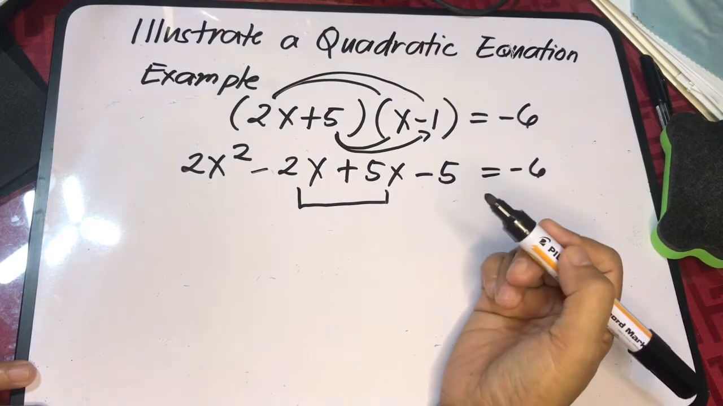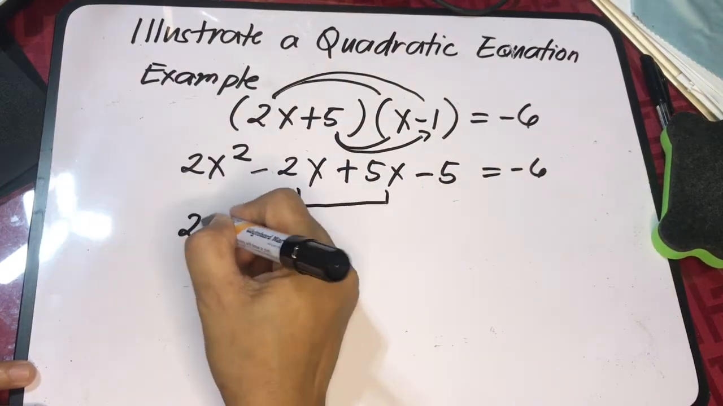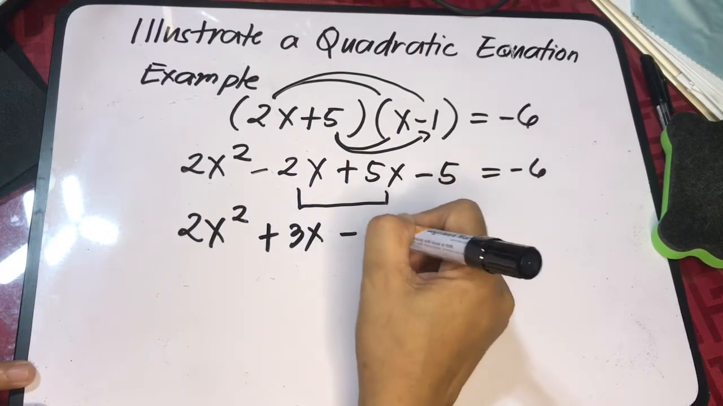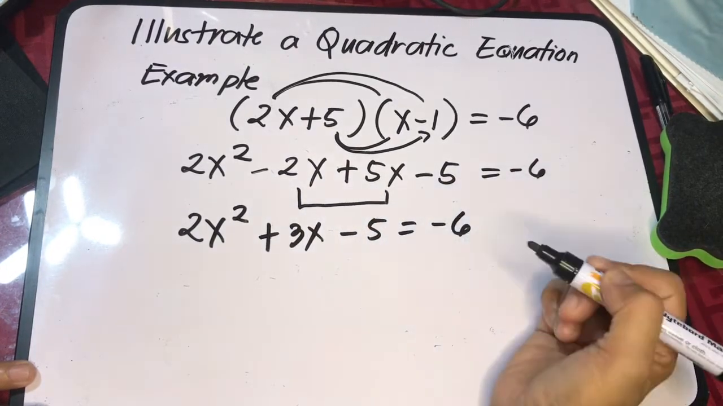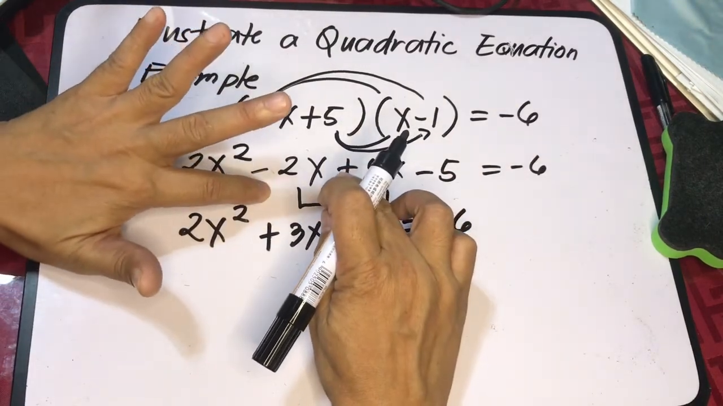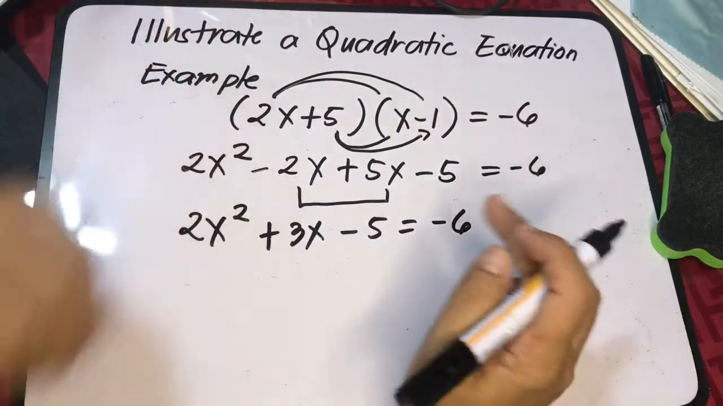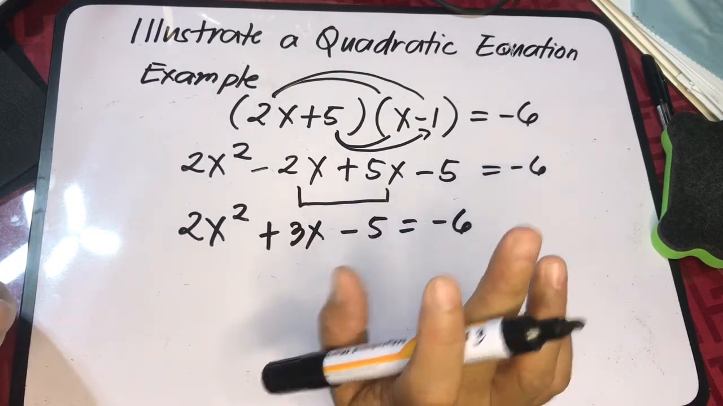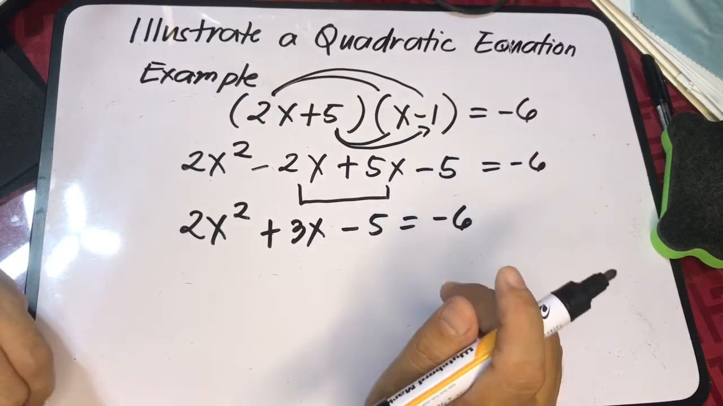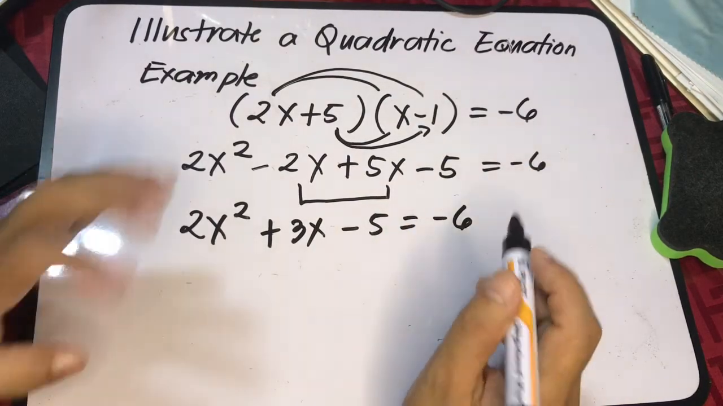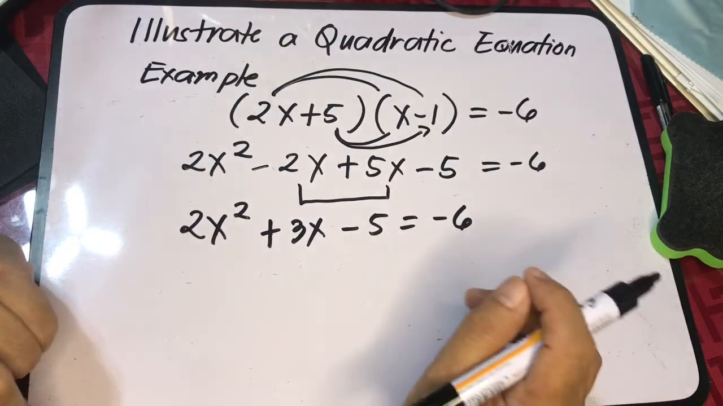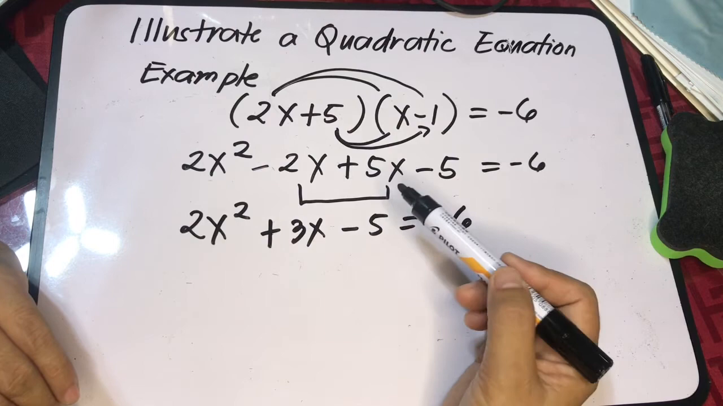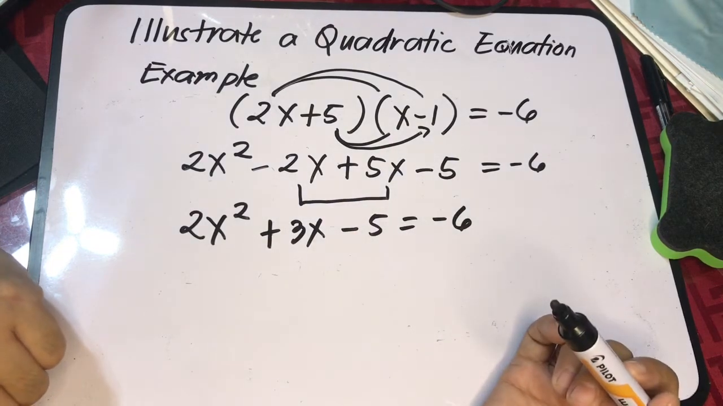Observe that we have similar terms. We're going to add that. So you have 2x squared plus 3x minus 5 equals negative 6. You notice that the two similar terms here, they have different signs. Now, because we're going to add them, you're going to apply addition of integers. Okay. So because they have different signs, we're going to subtract and affix the sign of the greater absolute value, which is positive because 5 is greater than negative 2.